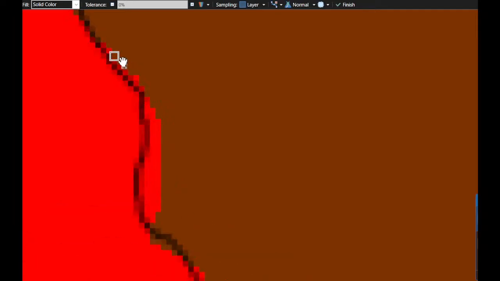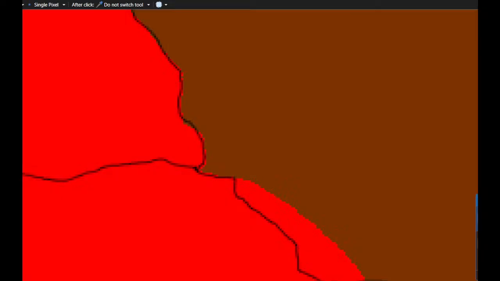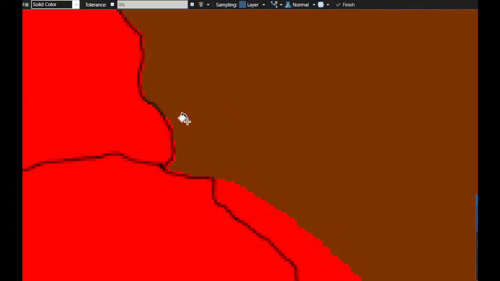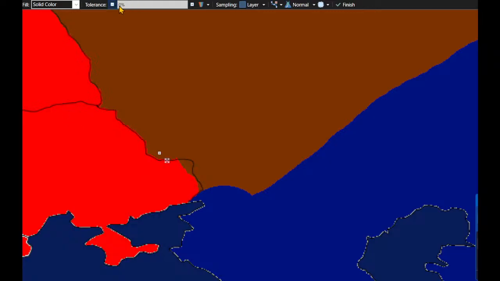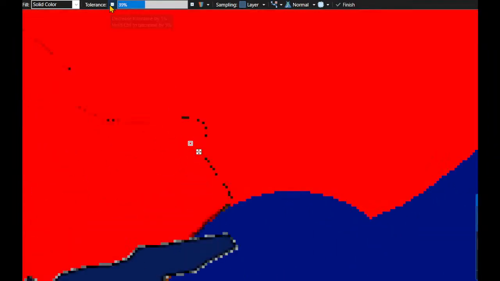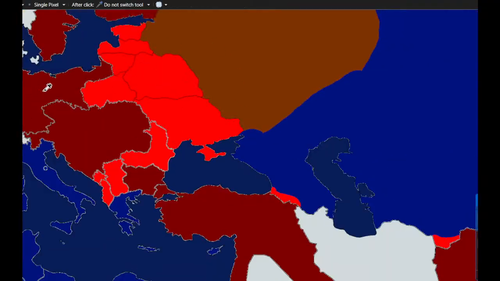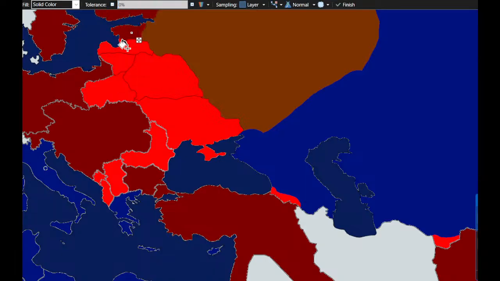So yeah, most of. I mean, they do get a bit of that back. So yeah, Germany now has a ton of puppet states.